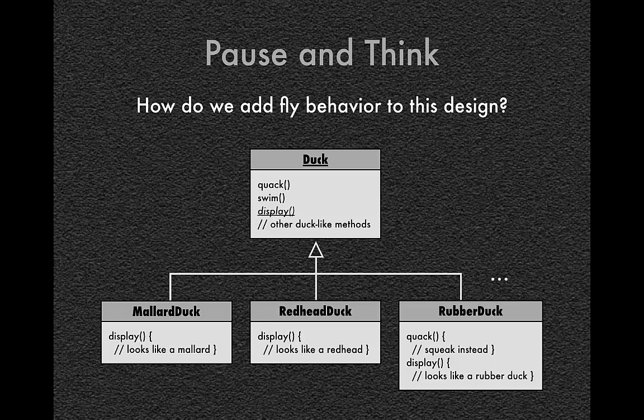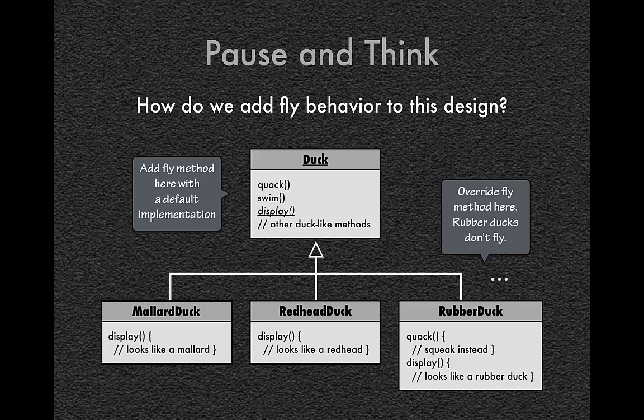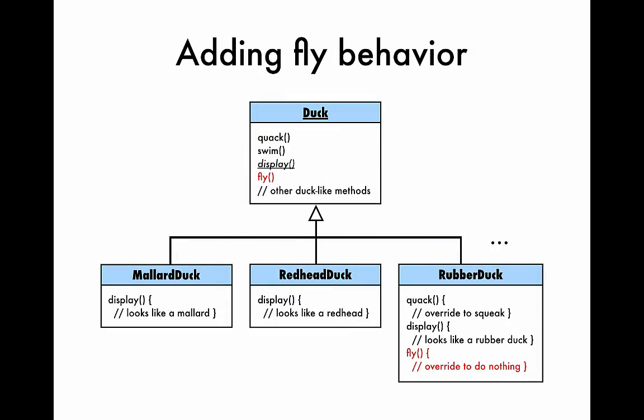Ready? I don't think this one is too difficult. Adding fly behavior to this design is a two-step process. First, you would add a fly method to the abstract duck class and give it a default implementation. Second, you would override the fly method in the rubber duck class since rubber ducks don't fly. The result would look something like this with the changes highlighted in red.